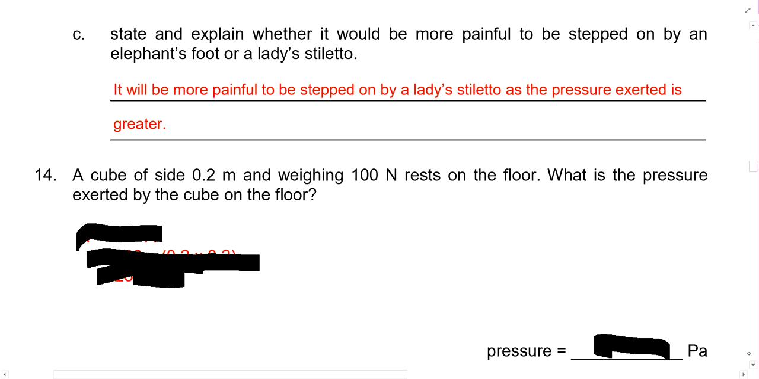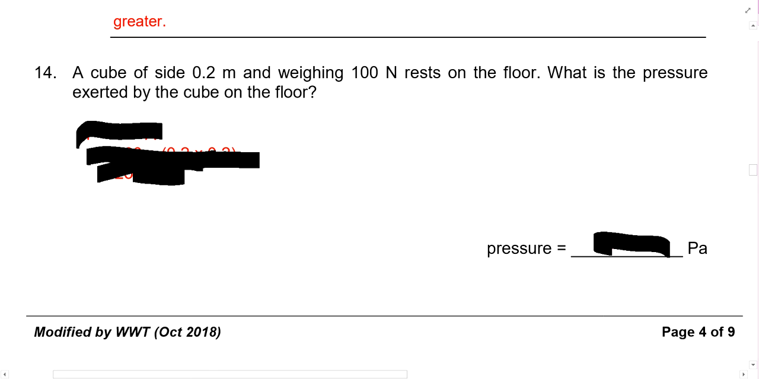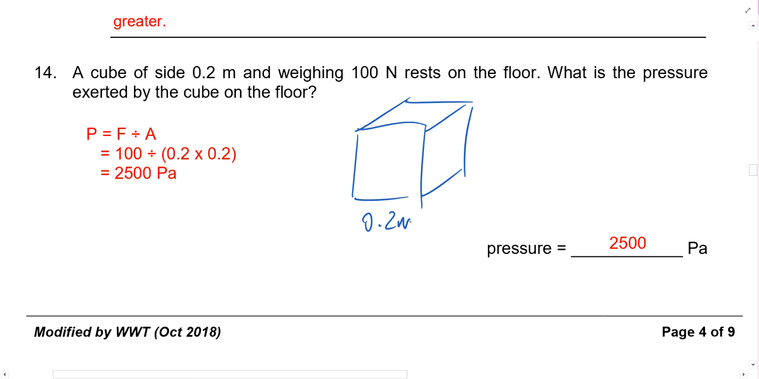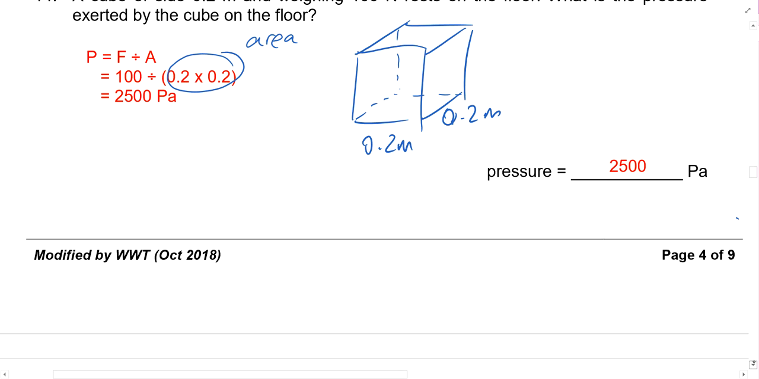Okay, next. A cube of side 0.2 meters weighing 100 newtons rests on the floor. What is the pressure exerted by the cube on the floor? So force divided by area again. So the cube looks like this. This is 0.2 meters, 0.2 meters. So the area on the ground will be 0.2 times 0.2. This is the area. Show of hands who got this one correct. Okay, put down hands. Next.